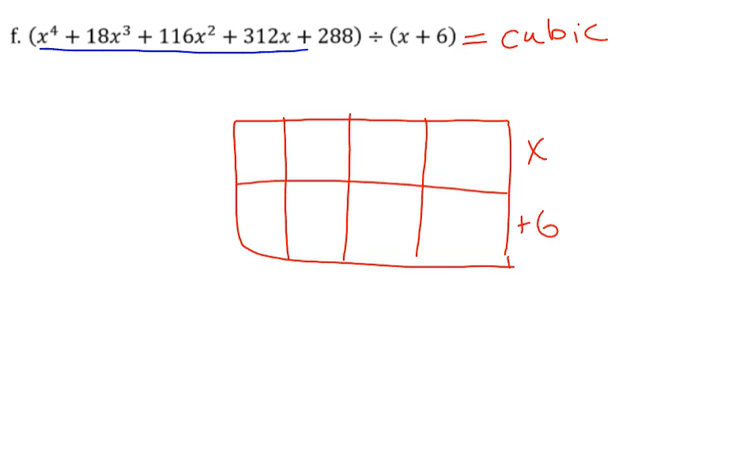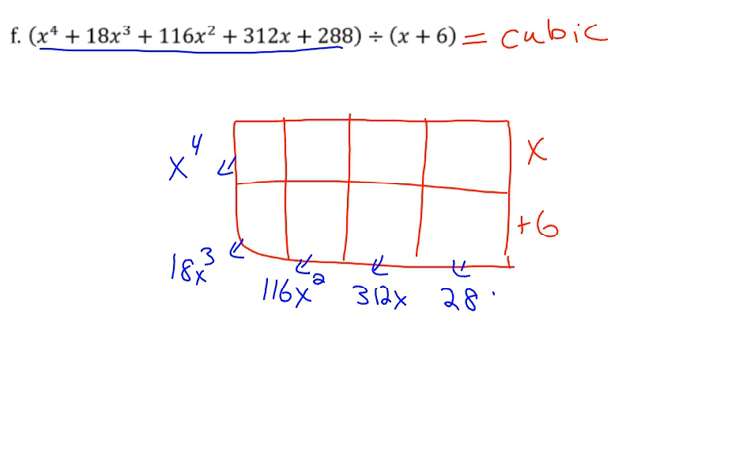Our numerator, if I wrote this as a fraction, comes out from the diagonal. So from this diagonal, I get x to the 4th. From this diagonal, I get 18x cubed. From that diagonal, I get 116x squared. From this diagonal, I get 312x. And from this diagonal, I get 288.